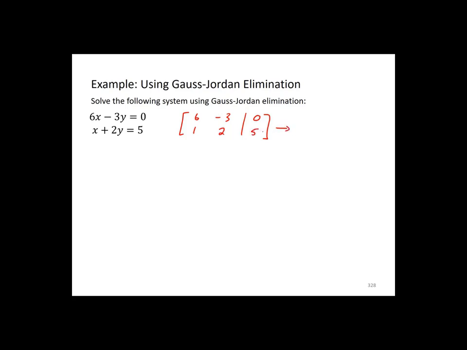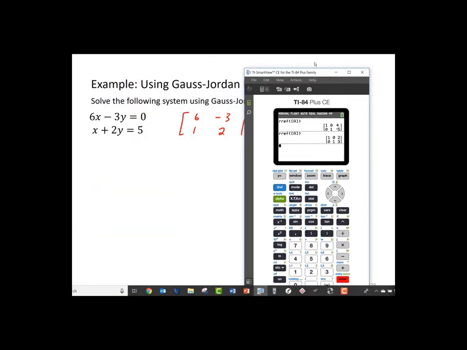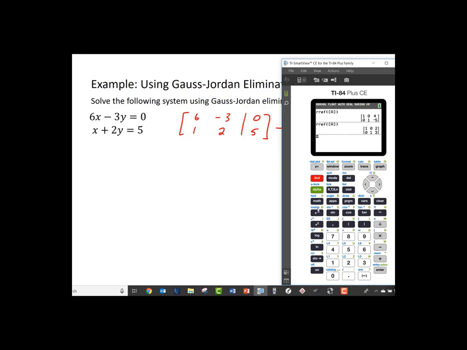Now I'm going to input this in my calculator again. Bring that back over here. I'll do second matrix, arrow twice to the right, choose edit A. This is again a 2 by 3 matrix because we had 2 equations and 2 variables. So 2, enter, 3, enter. For my first row, 6, enter, -3, enter, 0, enter. Now for my second row, I have 1, enter, 2, enter, 5, enter. I'll do second quit to go to the home screen, and I'll press enter again to recalculate RREF of A with my new matrix A.